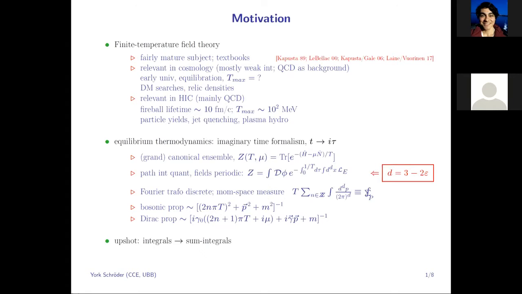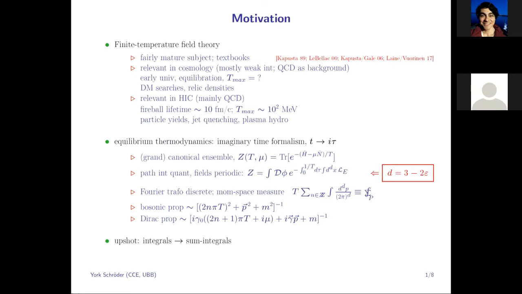In cosmology, one might want to study the early universe, the expansion rates, the equilibration, the reheating temperature. What is the maximum temperature reached in reheating? Dark matter searches. What are the relic densities of dark matter particles proposed that couple in extensions of the standard model? But also finite temperature field theory is very relevant in heavy ion collisions, so in the laboratory, in earthly laboratories. And there it's mainly QCD.